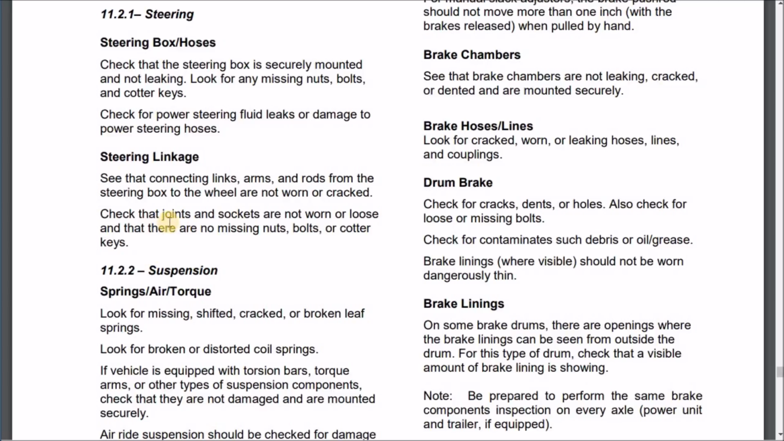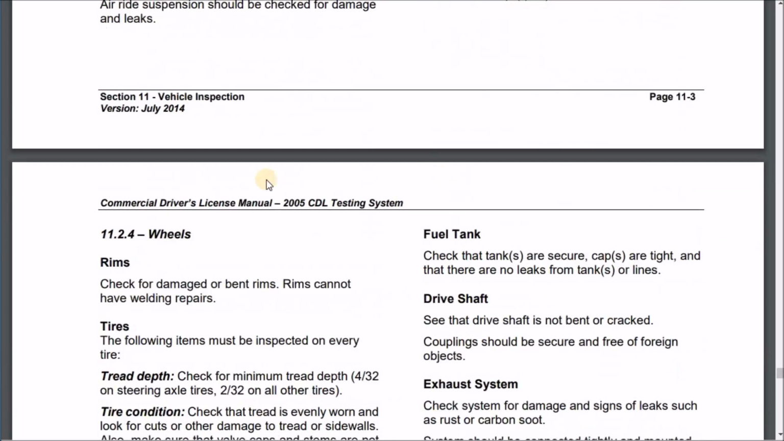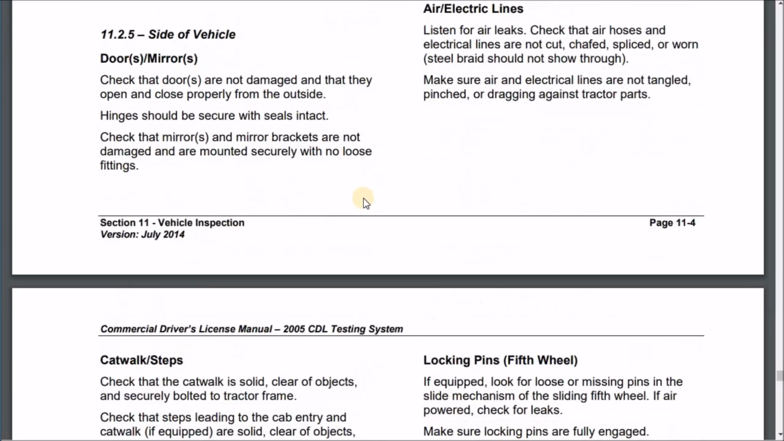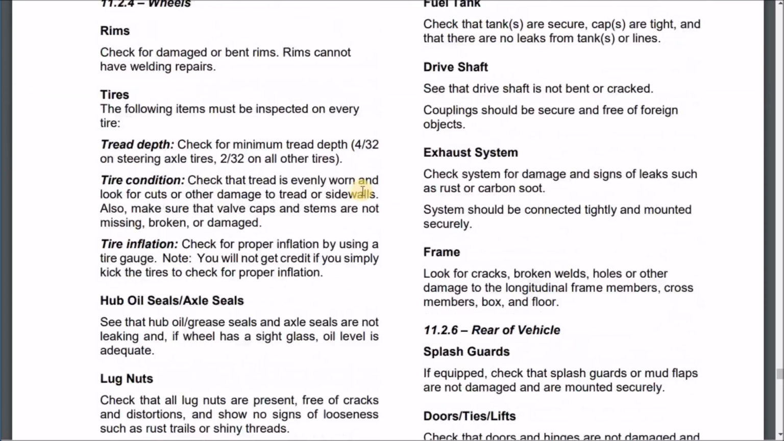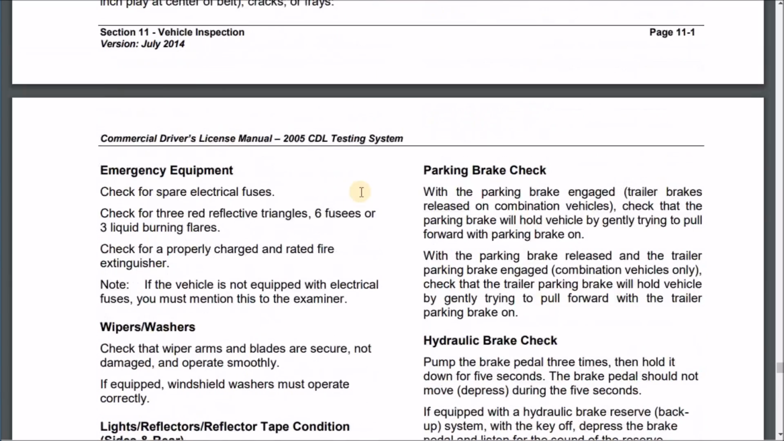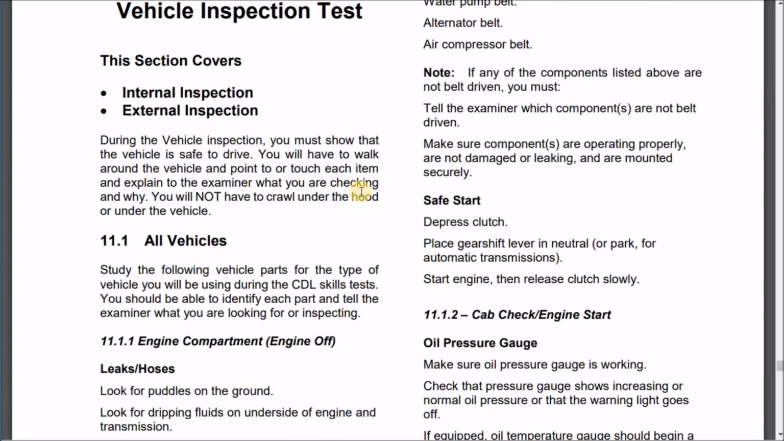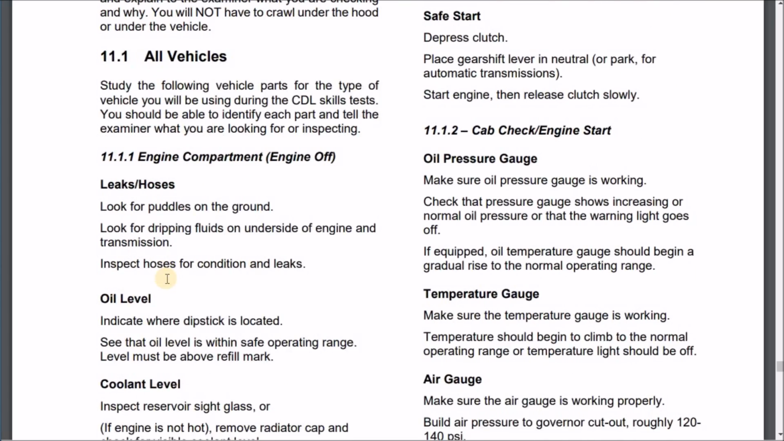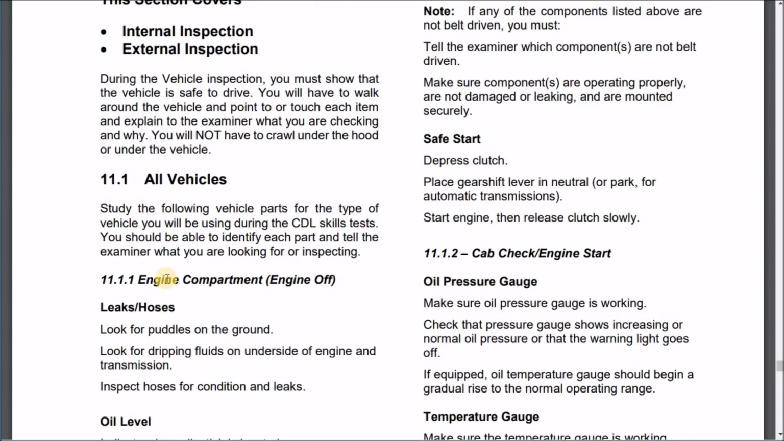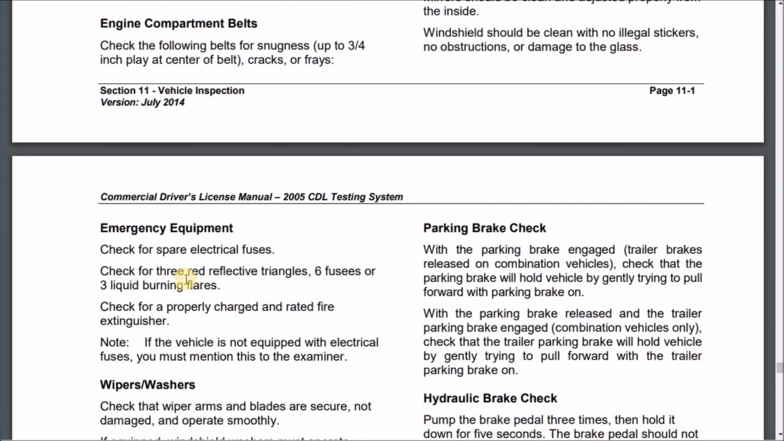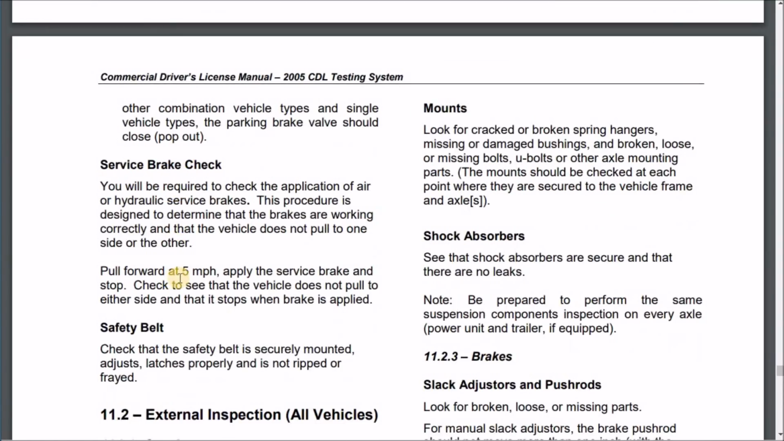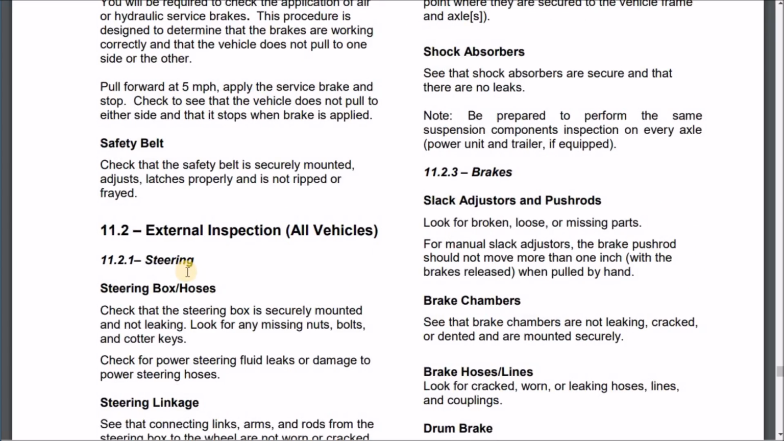So let's take a look at some of the brake lining. Here we go. Rims, fuel tank. I know I'm going really fast here, but they say engine compartment. So is an engine compartment an internal one? Probably. Okay, so internal is basically everything including inside the cab and inside the engine compartment. External is everything else, I believe.